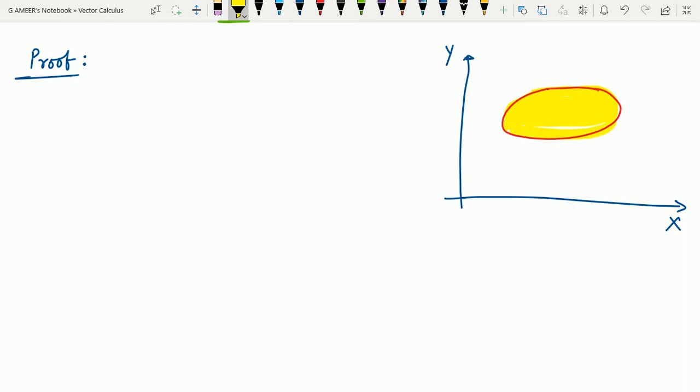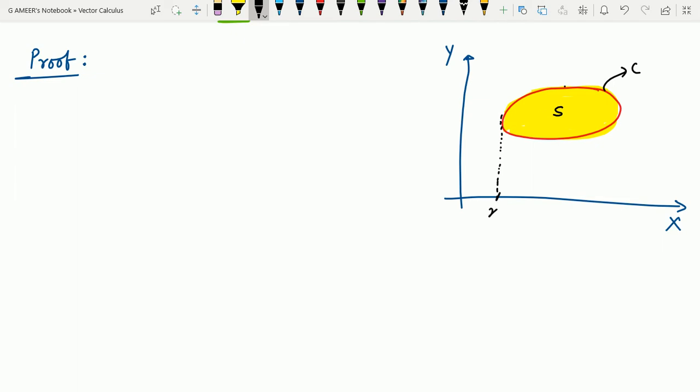So this is the region S. I am taking this as the region S, and the red line indicates the curve. This will be the curve C. Now obviously it has boundaries.